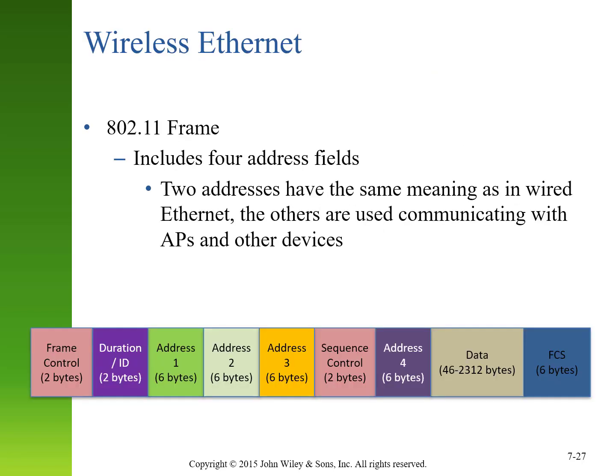The frame for 802.11 is slightly different than what we saw in 802.3. The biggest difference is that it actually has 4 address fields instead of 2. It still has the original origination and the final destination, but it also has additional address spaces for allowing access points to communicate with other access points and other devices. So there can be some intermediate addresses included in the frame.